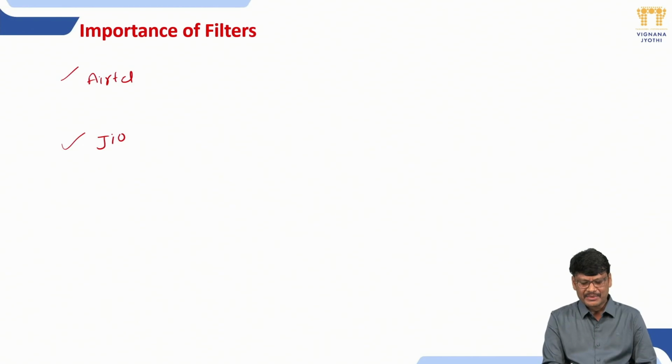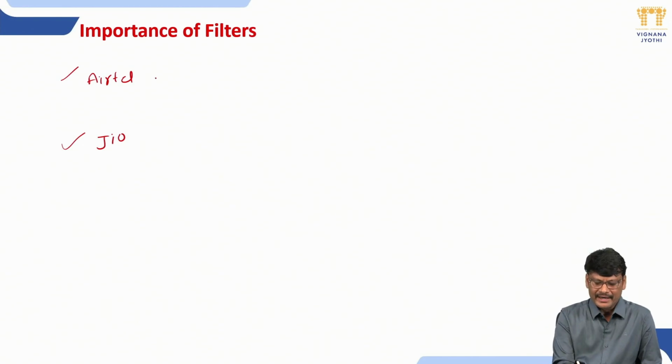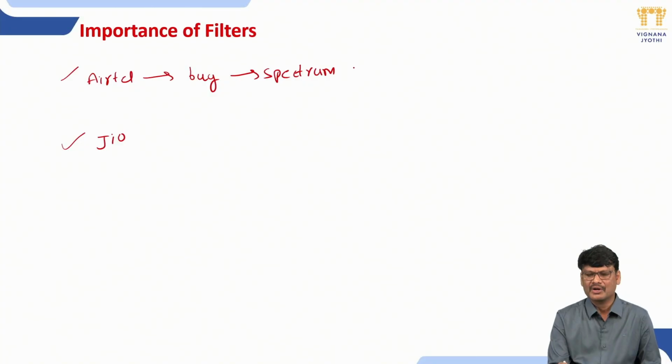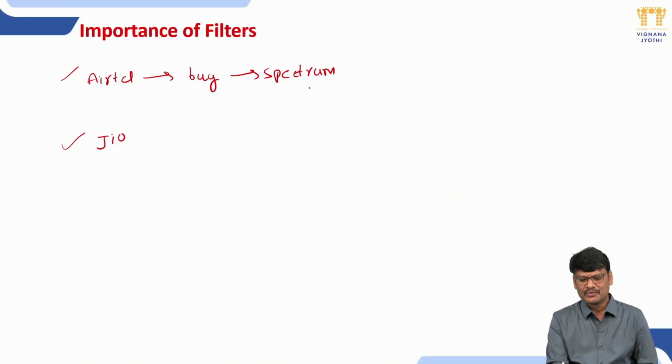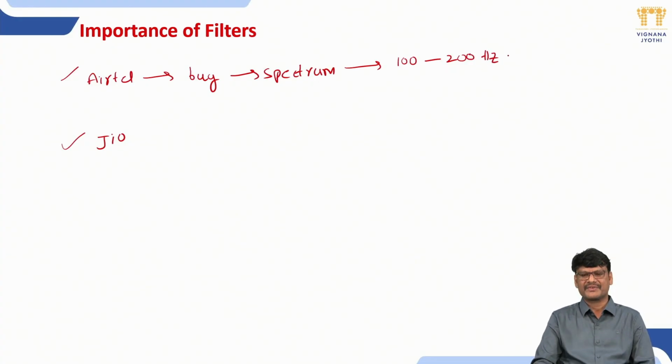Now what these companies are doing is they buy spectrum from the government. Now what is the meaning of spectrum? Spectrum means range of frequency. Now I have considered 100 to 200 hertz frequency. Spectrum means range of frequency.